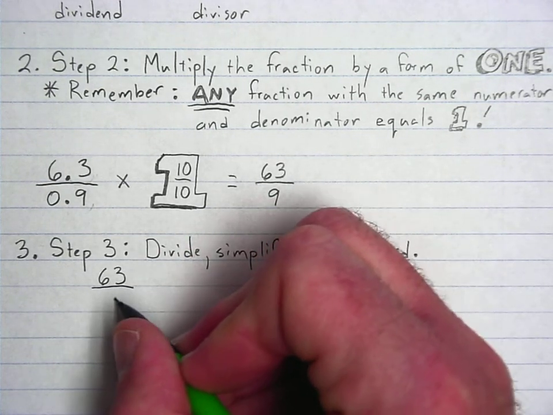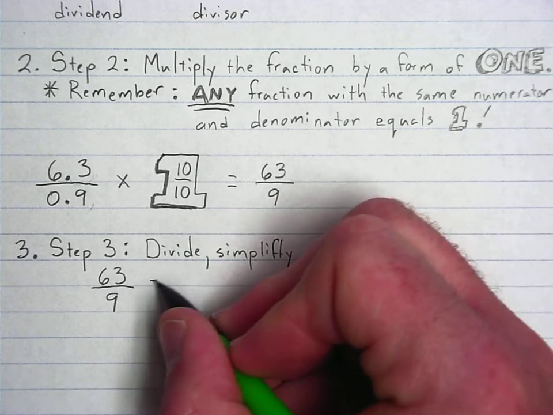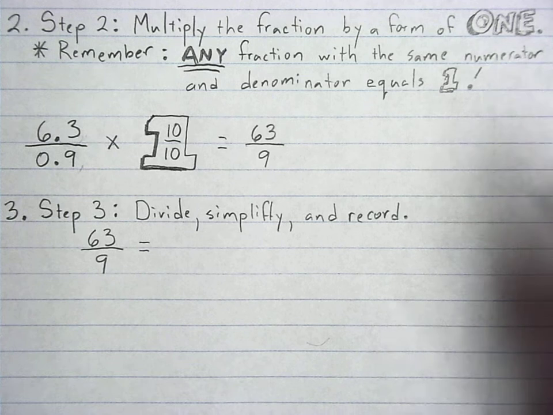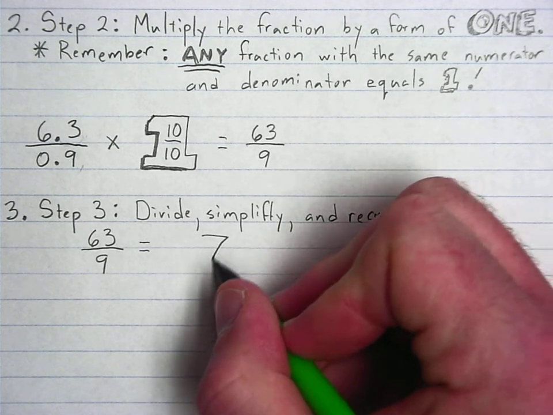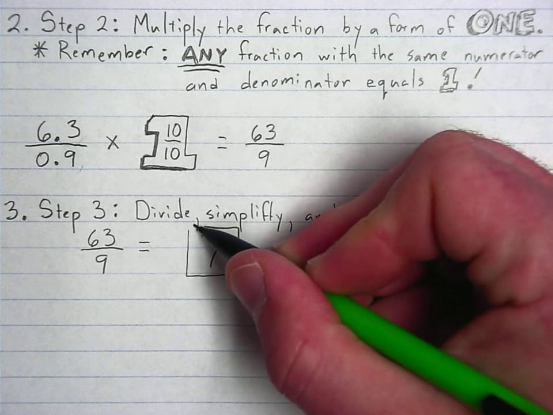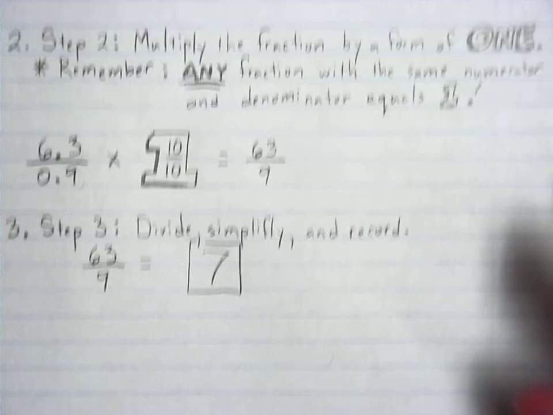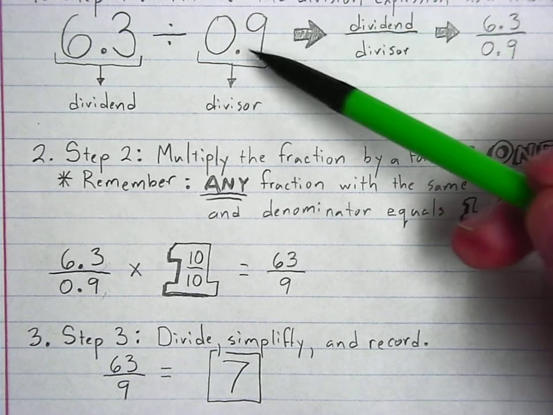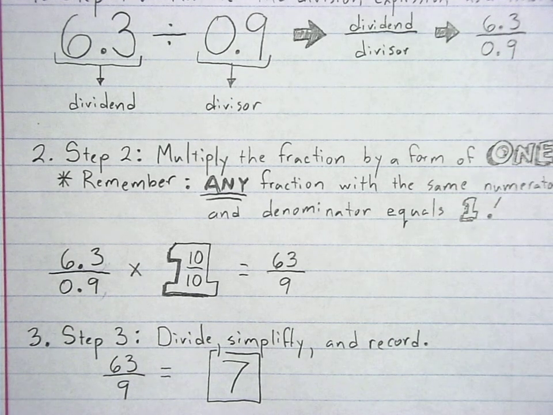63 divided by 9. Well, 63 divided by 9. Hopefully you know your multiplication facts. You've got that one down. Your answer's 7. And that's it. That's the answer for the original problem. 6 3/10 divided by 9/10 is 7.